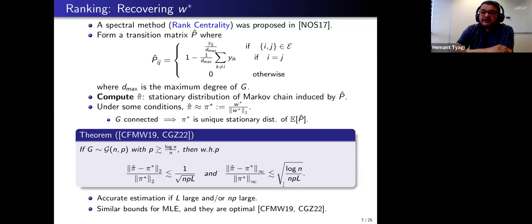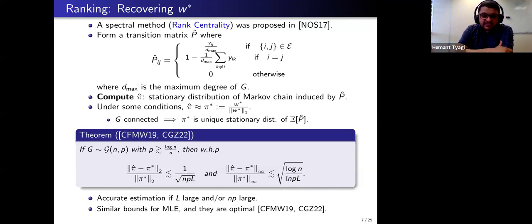And in fact, both these bounds are optimal, up to constants, at least for the spectral method. And in fact, similar bounds exist for the maximum likelihood estimator. Okay, and these bounds are optimal. And if I remember correctly, for the MLE, perhaps it's optimal up to a constant as well, if I'm not mistaken, but perhaps it's not the case for the spectral method. But anyway, if you forget constants, these rates are optimal.